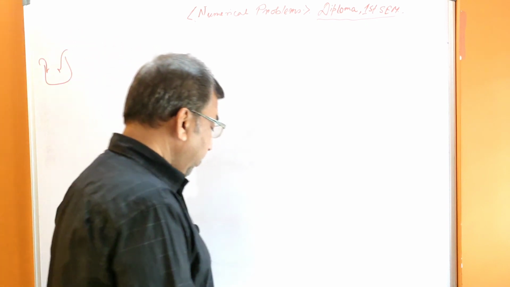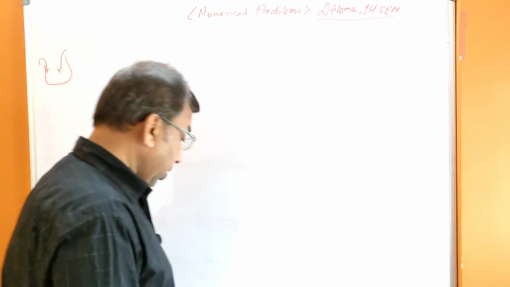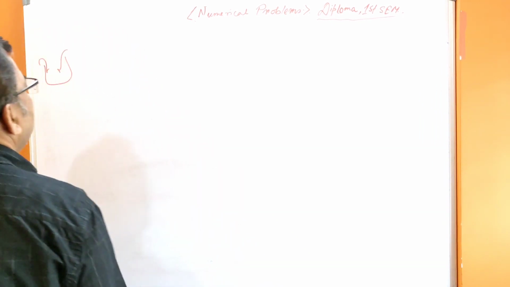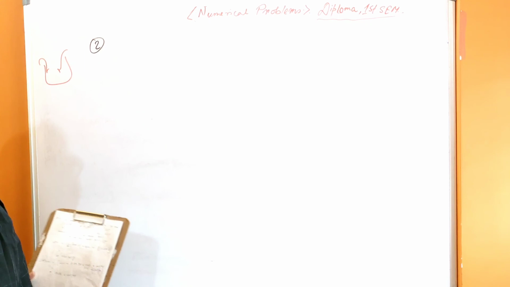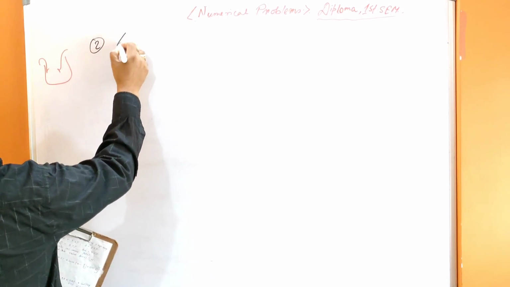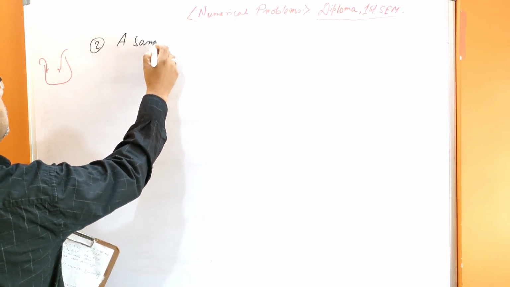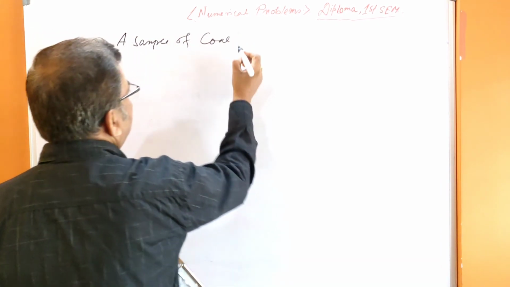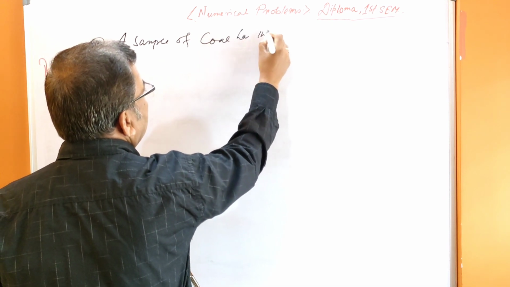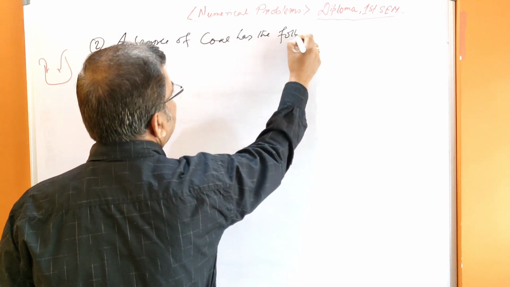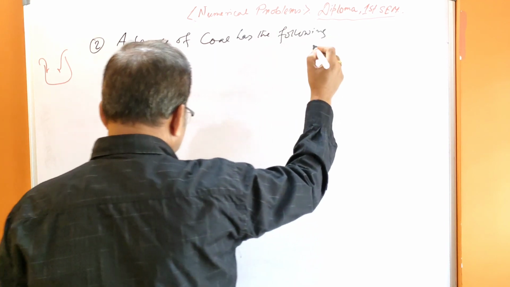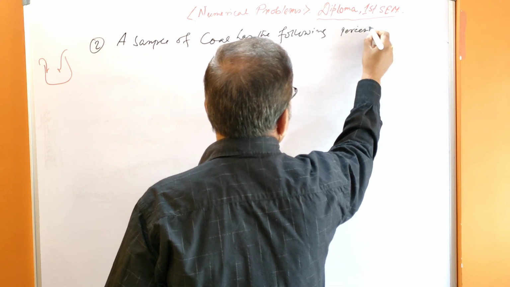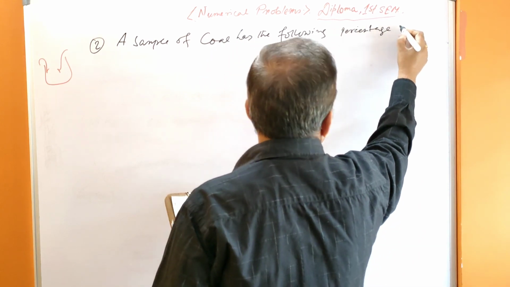Next I am going to talk about Dulong's formula. That is in the case of fuel, a sample of coal. I am writing the sums. One type of sum: a sample of coal has the following percentage composition.